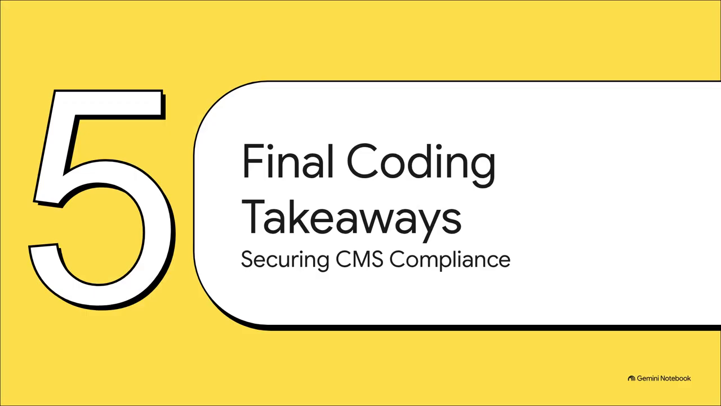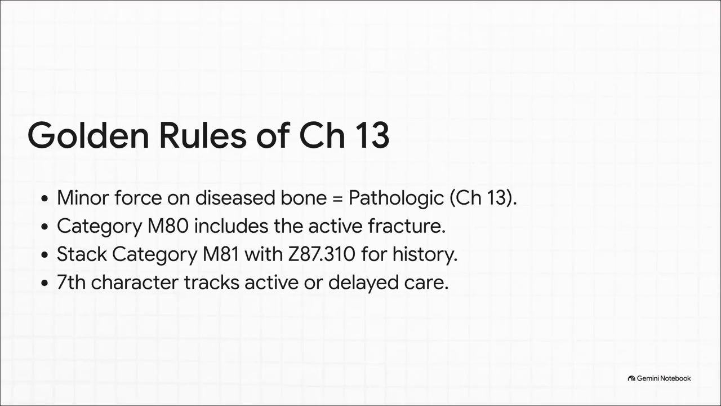Okay, bringing it home. Section 5, Final Coding Takeaways, Securing CMS Compliance. Here is your ultimate summary of the Chapter 13 laws. Rule number 1, know exactly when to separate pathology from trauma. A minor force on an osteoporotic bone is always Chapter 13. 2, master the M80 matrix, remembering that M80 includes the active fracture automatically without needing a secondary trauma code. 3, use M81 for uncomplicated osteoporosis and stack it with a Z code for a history of healed fractures to show clinical risk. And 4, rigorously apply those 7th characters to accurately track whether the patient is receiving active, routine, or complicated care.